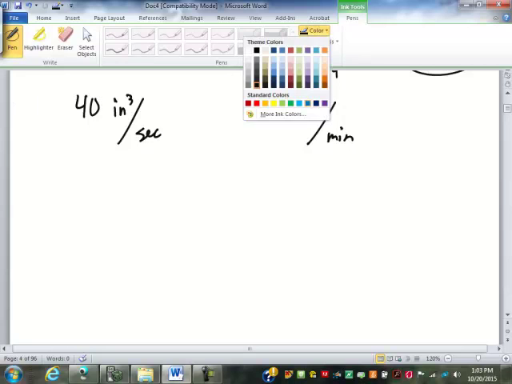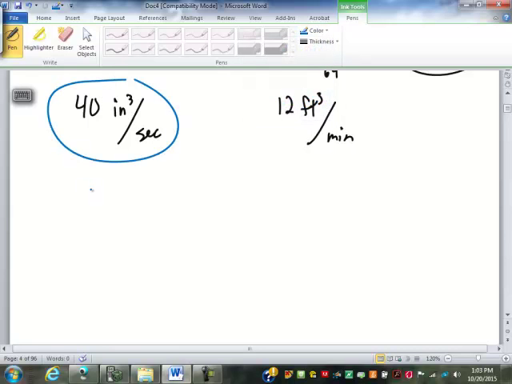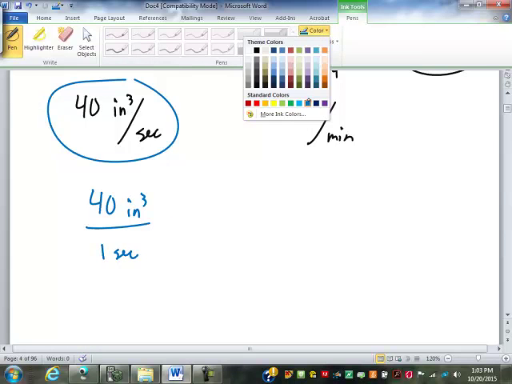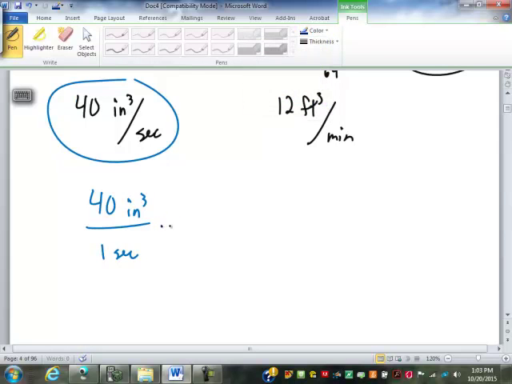Well, let's take this one and convert it. 40 inches cubed in 1 second, and we need to convert it into cubic feet per minute. So we put cubic inches down here, cubic feet up here: 1 cubic foot over 1,728 cubic inches. Where did the 1,728 come from? 12 by 12 by 12. 1 cubic foot is 1,728 cubic inches.